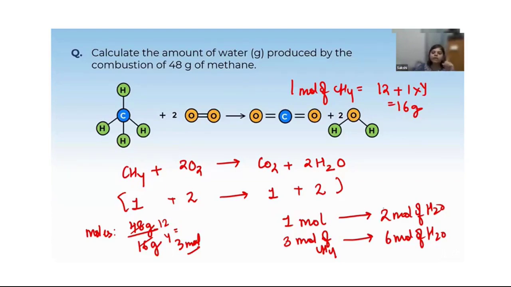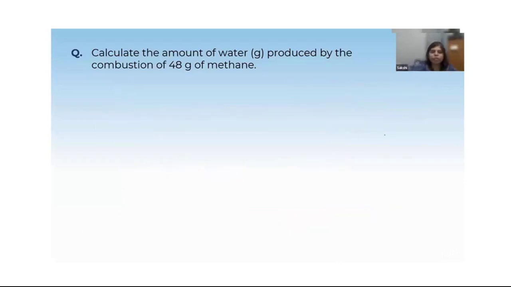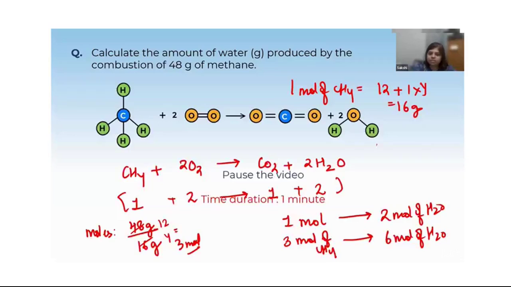And you know, just now we did it, the mass of 1 mole of water molecule is 18 grams. So 6 moles would be how much? You just multiply 6 into 18. That would give you the answer. Let us check the answer. You can pause the video and do 6 into 18.